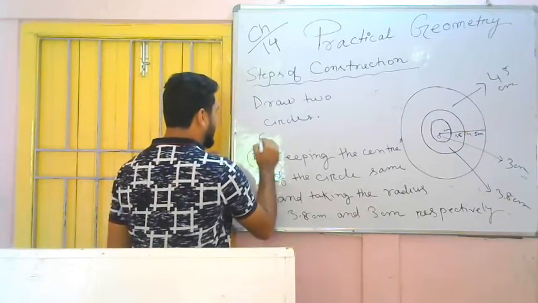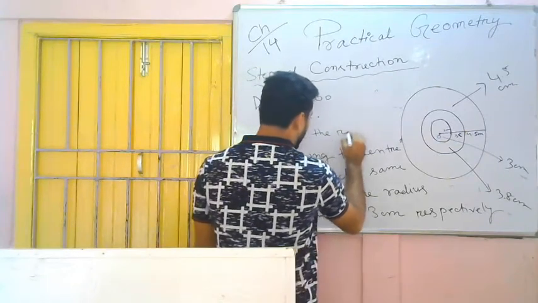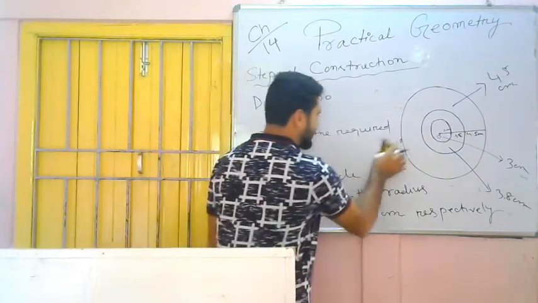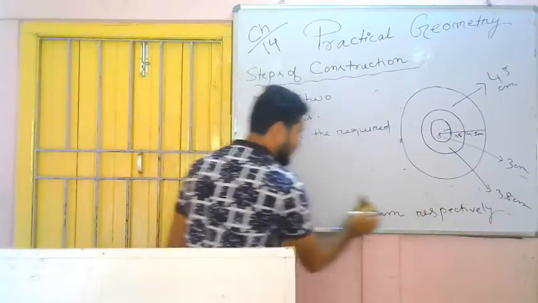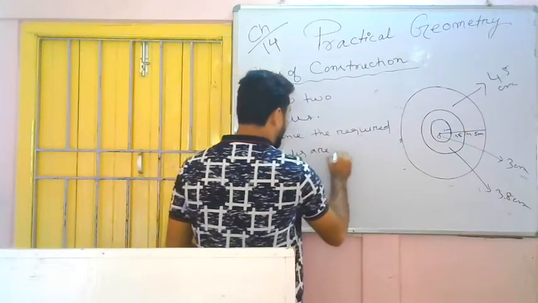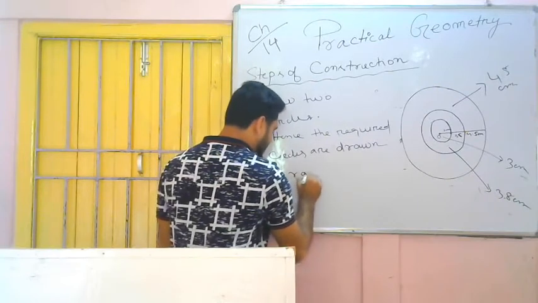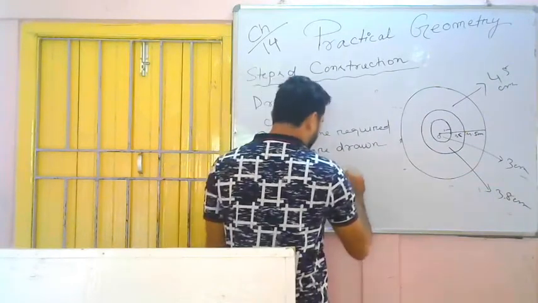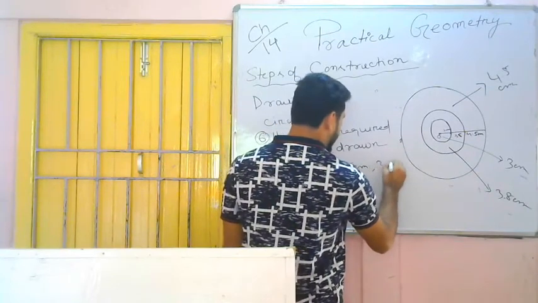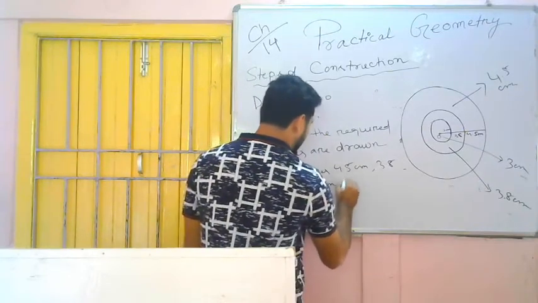Now write step number 6, that is hence the required circles are drawn with radius 4.5 centimeter, 3.8 centimeter and 3 centimeter. Okay.